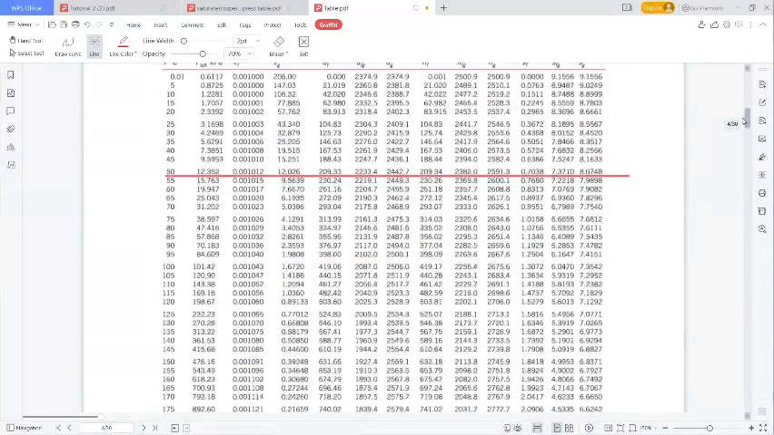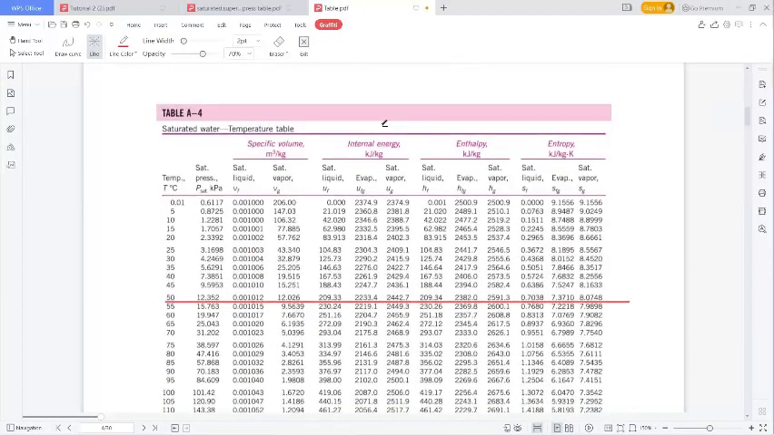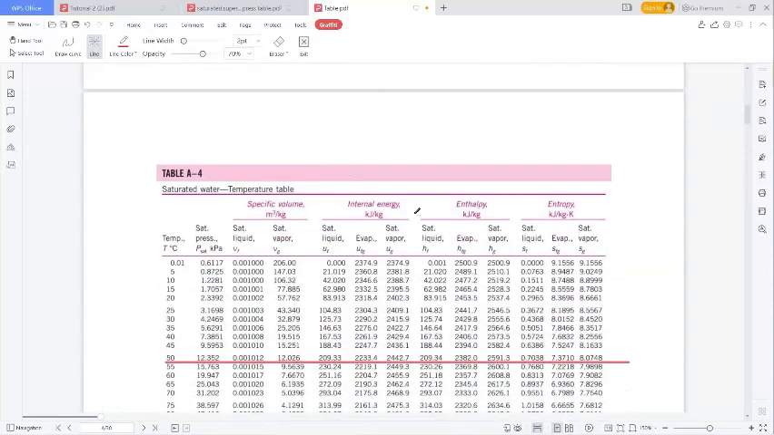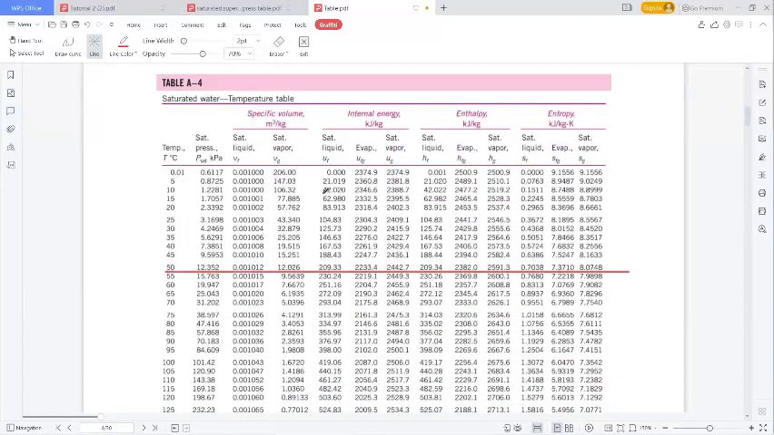In these tables, there are pure properties that you need to know: specific volume, internal energy, enthalpy and entropy. All of them are in the form of specific because it is per kg. As you can see, the internal energy unit is kilojoule, but here it is per kg. That's why I'm calling it specific: specific internal energy, specific enthalpy, specific entropy, because it's per kg.